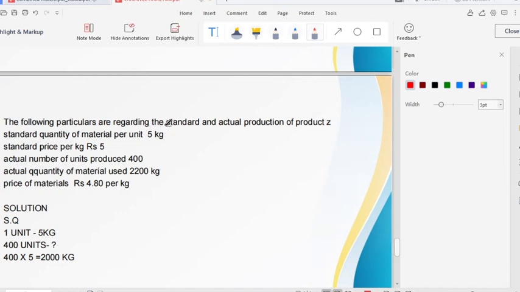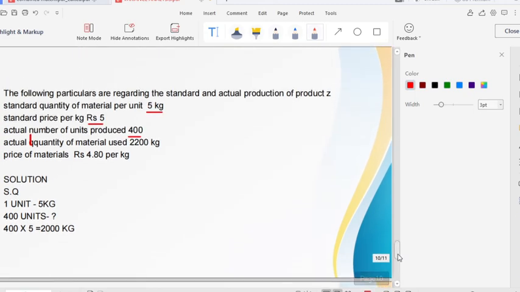The following particulars are regarding the standard and actual production of product Z. The standard quantity of material per unit is 5 kg. For 1 unit it is 5 kg. Standard price per kg is rupees 5. Actual number of units produced is 400. Actual quantity of material used is 2200 kg. Price of material is rupees 4.80 per kg.